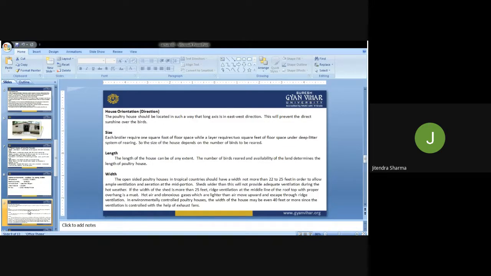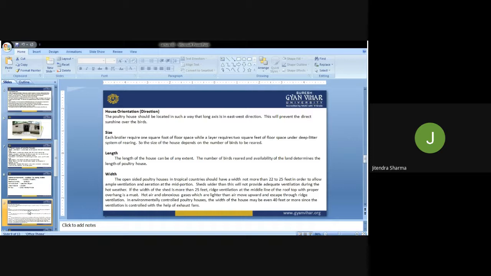Now, what are the housing principles that we will discuss one by one? Number one, the housing orientation, the direction. In what direction do we have to build the houses? The poultry house should be located in such a way that the long axis is in the east-west direction, because we have to keep in mind that maximum light should be available to the farm. This will prevent direct sunshine over the birds, but maximum light will be available to the birds.